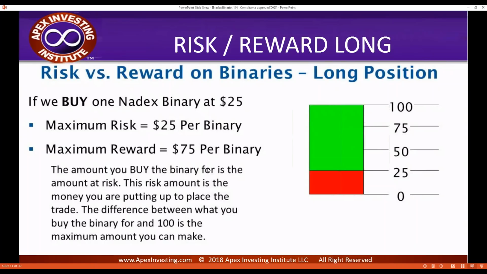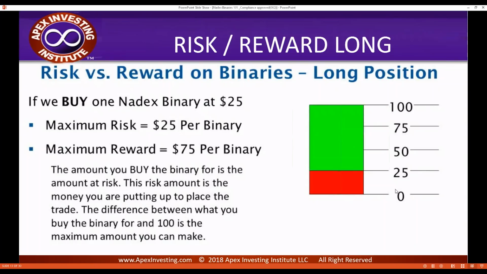So the amount that you buy a binary for is your amount at risk. The risk amount is the money you're putting up out of your account, putting on hold. You're putting that money up to place the trade. The difference between what you buy the binary for and $100 is the maximum amount you can make.